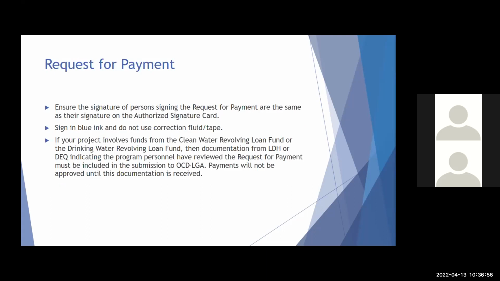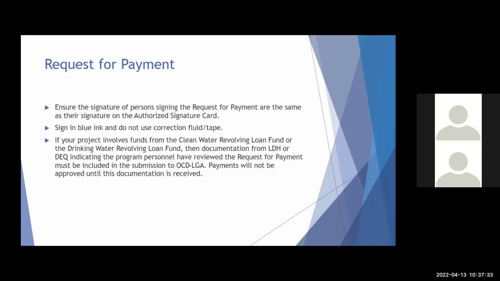So once you've cleared your grant conditions, we've given you permission to bid, and we've released your funds, now you want to request payment. Just a couple of things that I wanted to note, and then I'm going to show you the request for payment form. Make sure that the signature of the person signing the request for payment is the same as their signature on the authorized signature card. We discussed they have to be exact. Make sure you're signing in blue ink and do not use any correction fluid or tape on the request for payment form.